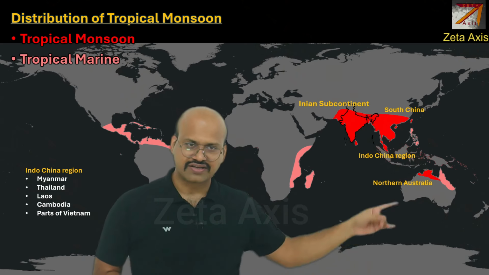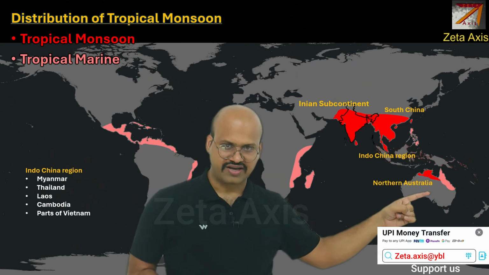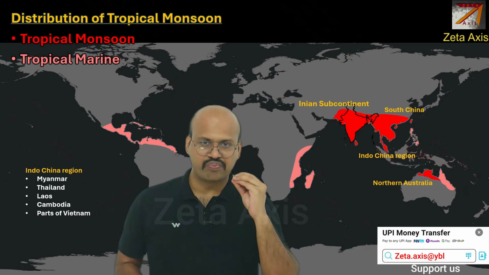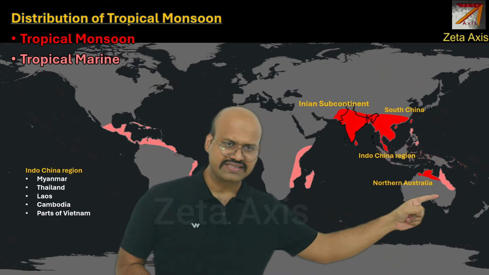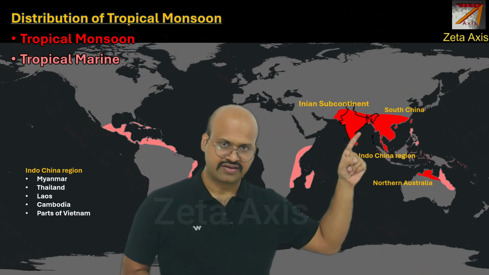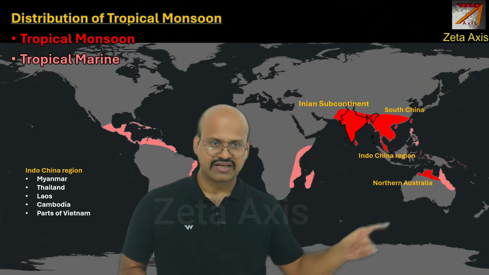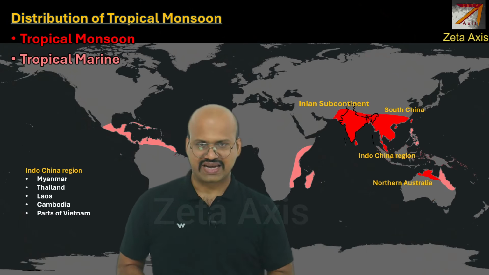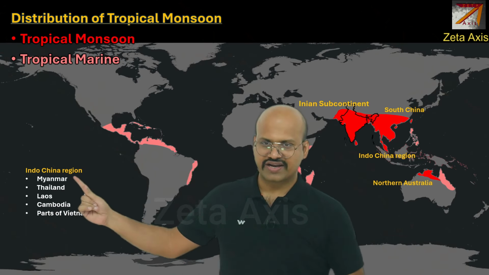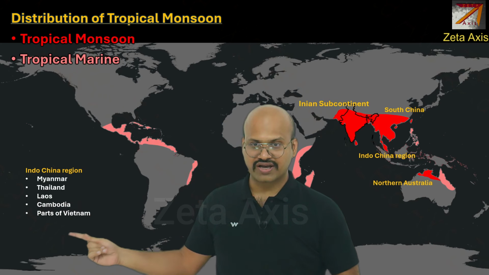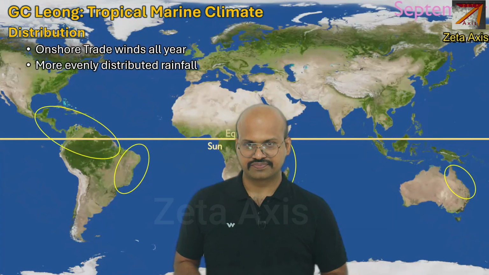And we have seen that North Australia also sees tropical monsoon climate. So only these regions which are marked in red color are the tropical monsoon region. The rest are tropical marine climate, which we will discuss later in this video. Here we can see the Indochina region as Myanmar, Thailand, Laos, Cambodia, and parts of Vietnam.